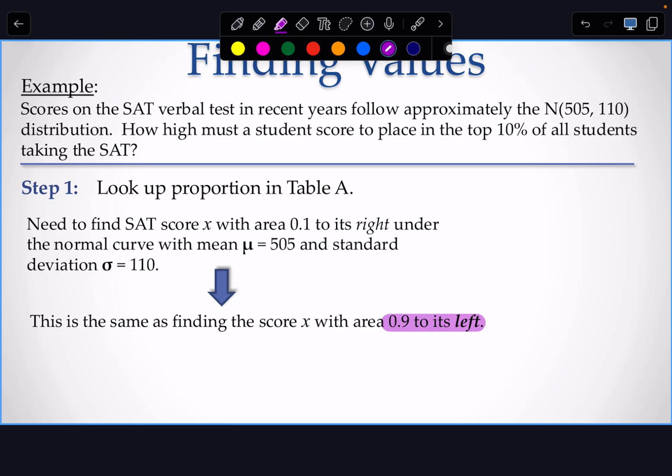So what you're going to do then is once you've established what percent exactly you want, top 10% means I'm going to look for 90% to the left. So I'm going to convert that to a decimal.